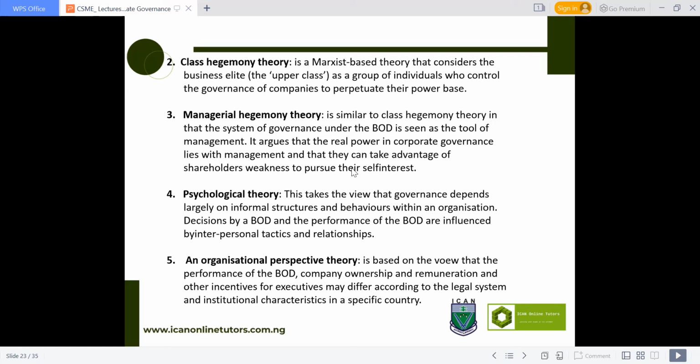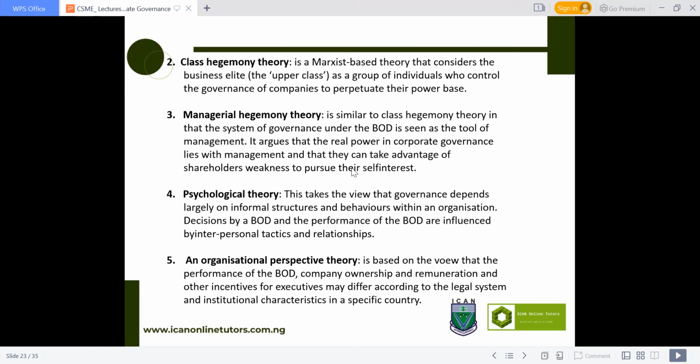We also have another one called the psychological theory. This takes the view that governance depends largely on what? Informal structure. It's not about the formal. The relationship that exists between me and you after the class, after the office, that's what really determines the governance. It's not what we are doing from 8 to 5. But apart from 8 to 5, during the weekend, do we have time to meet as well? Or do we attend the same mosque? Do we attend the same church? That is what the psychological theory is saying.